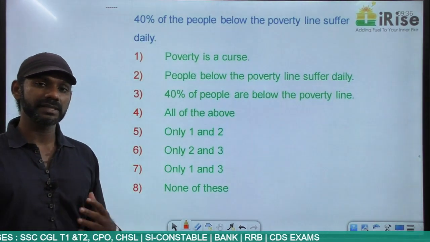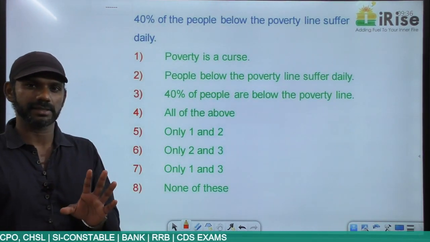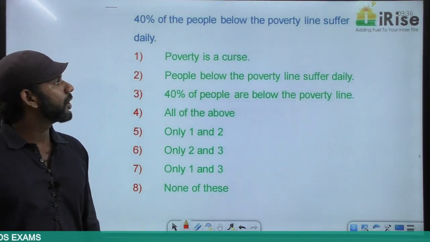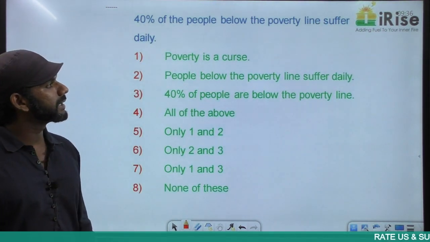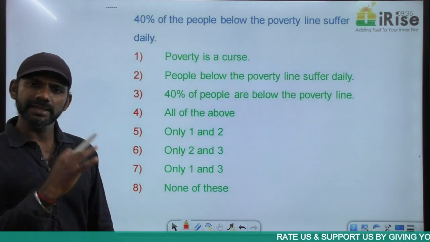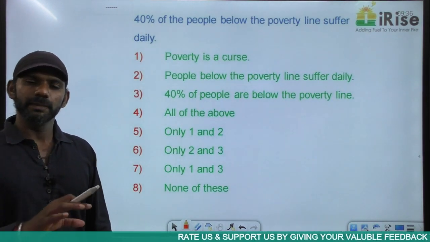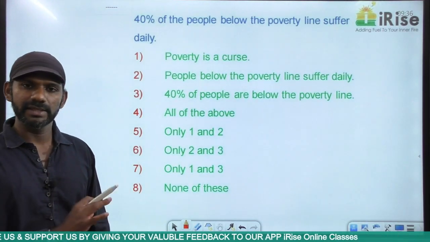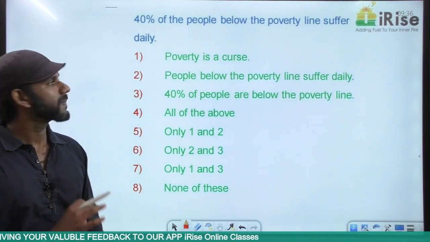You must be able to identify the slight differences, the nuances. Right. I'll read the sentence once again. 40% of the people below the poverty line suffer daily. Is this sentence grammatically correct? Based on all the concepts we have discussed till date, we'll see whether it is grammatically correct or not.